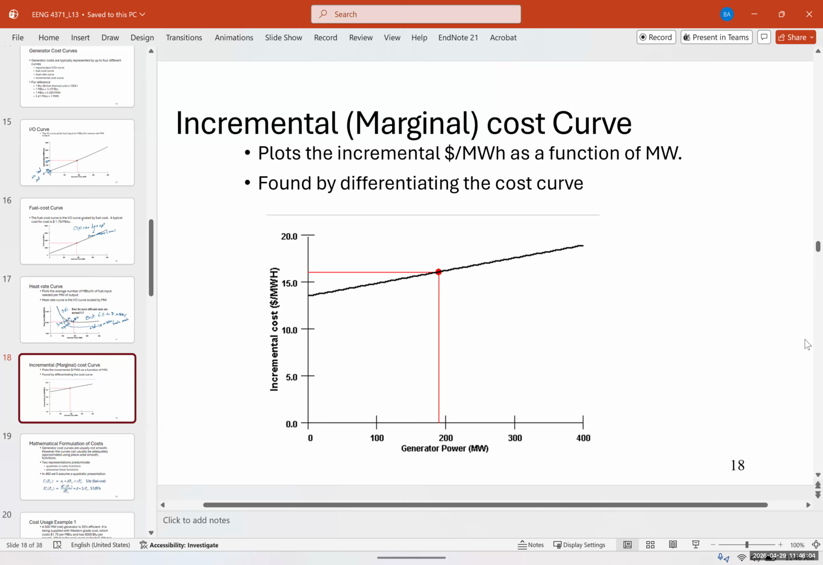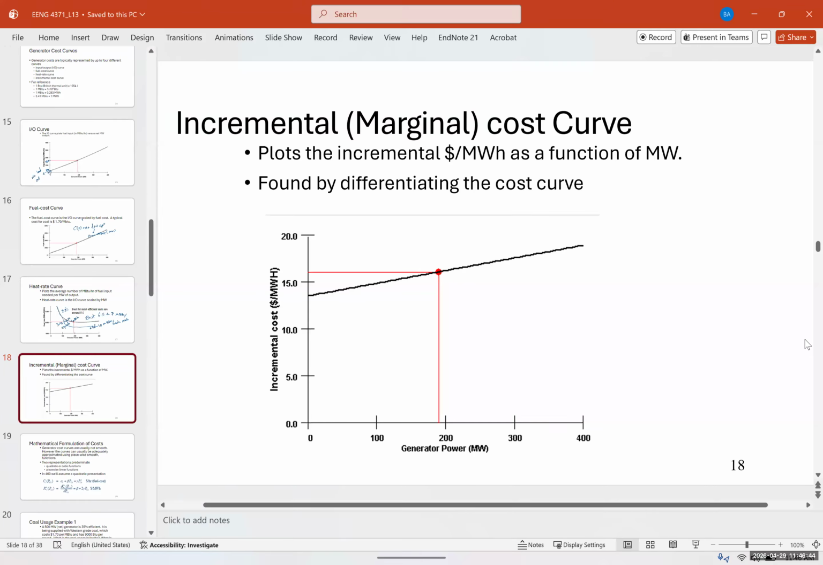Now, this is the incremental or marginal cost curve. It's the most important of the four curves that we had for economic dispatch. It plots the incremental cost in dollars per megawatt hour as a function of megawatt output. In other words, it tells you if I want to generate 1 more megawatt, how much will it cost me? So going from like 200 megawatts to 210 megawatts.